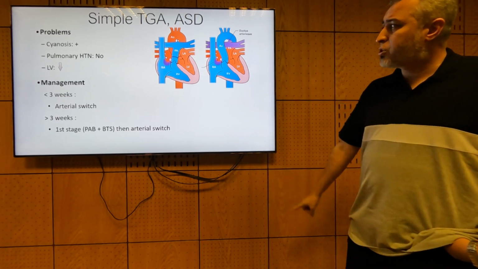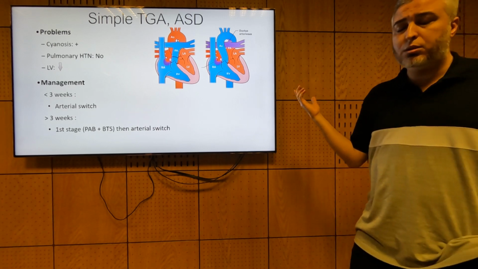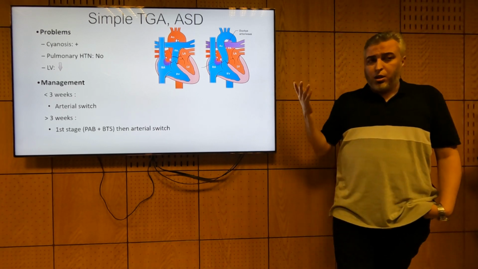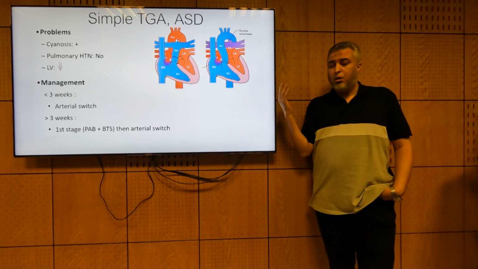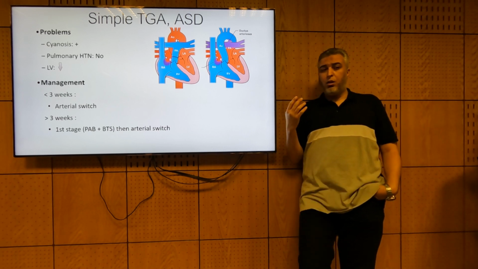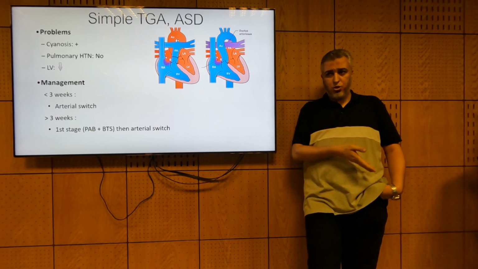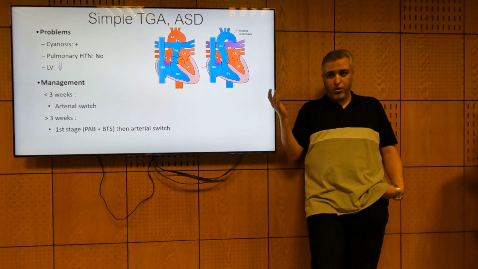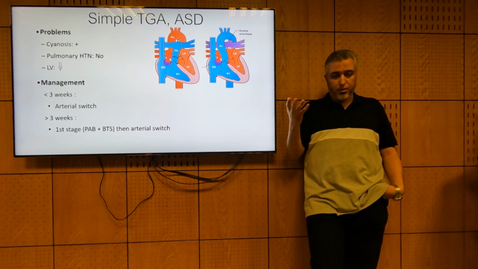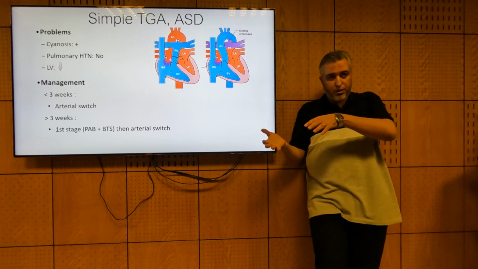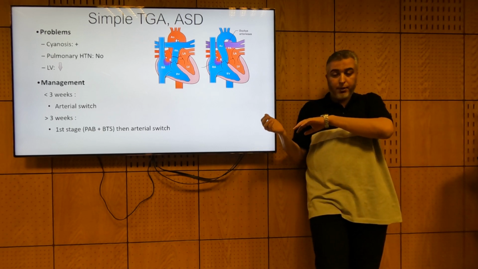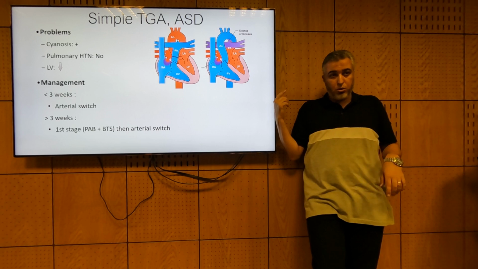So what was the saturation of that patient before we started? Some in the 70s, huh? And why was that saturation? Because he's a TGA, so he had parallel circulation, some mixing across the ASD, but then the desaturation was because of the parallel circulation, okay? But the pulmonary flow was not low.